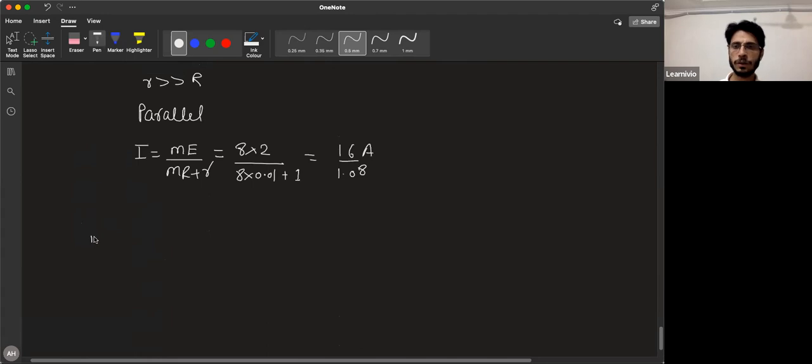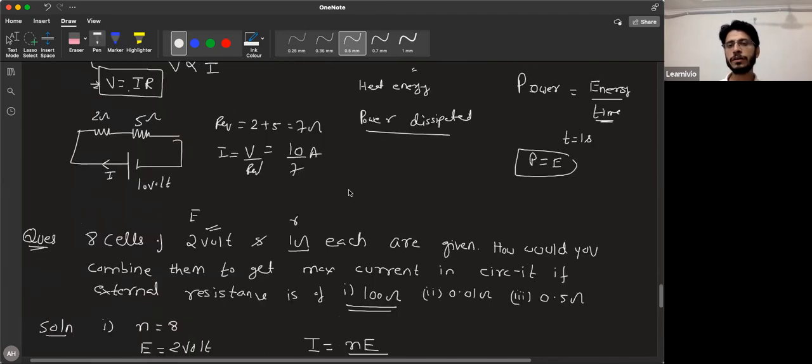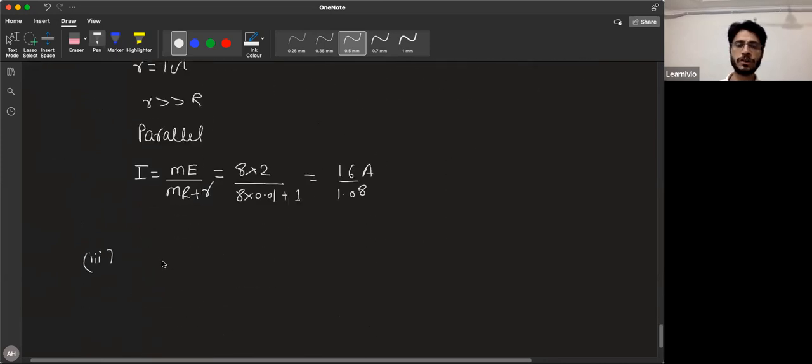Let's start the third one. Your external resistance is 0.5 ohm, and like all cases, your internal resistance is 1 ohm. So which case is this, Hishma? Internal is large, external is large, or are they comparable? So they are comparable.